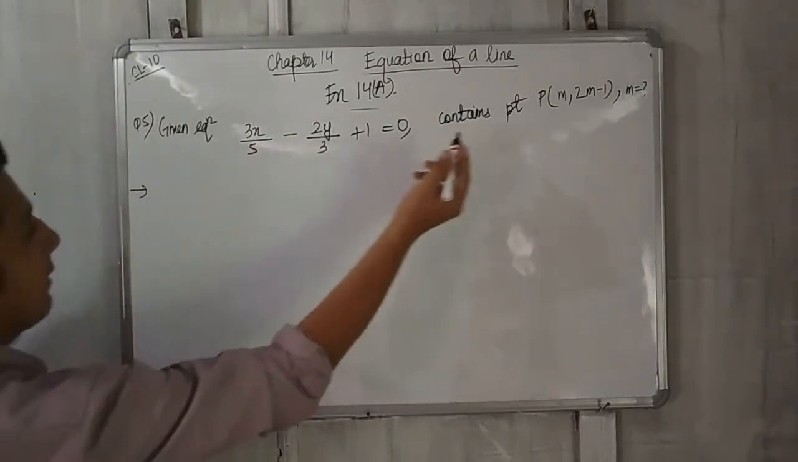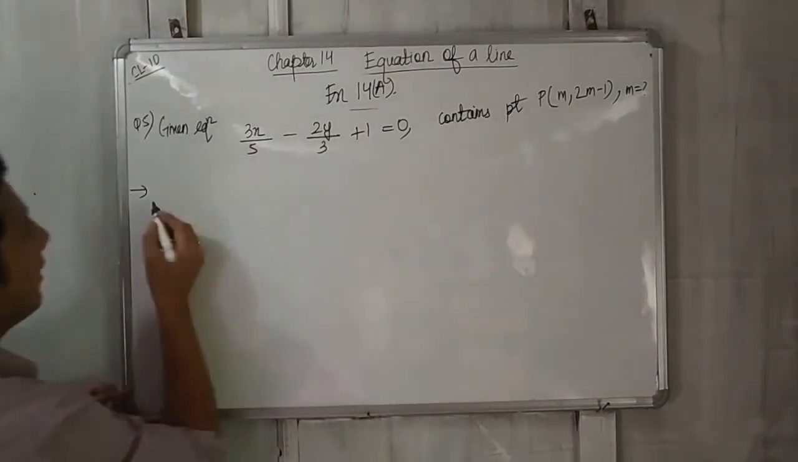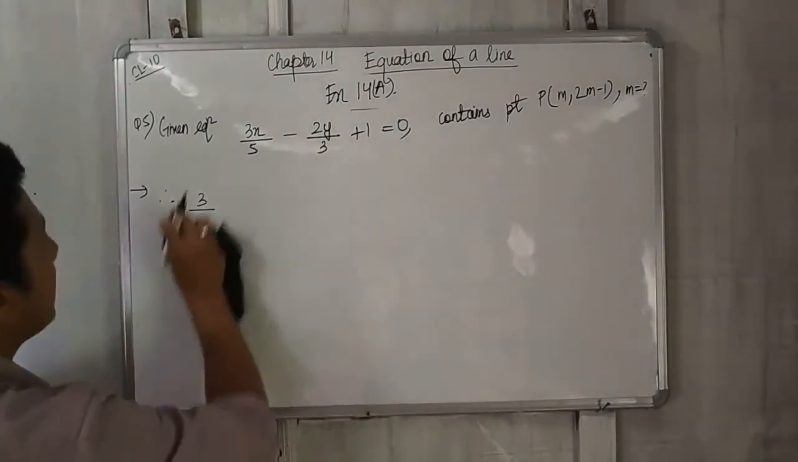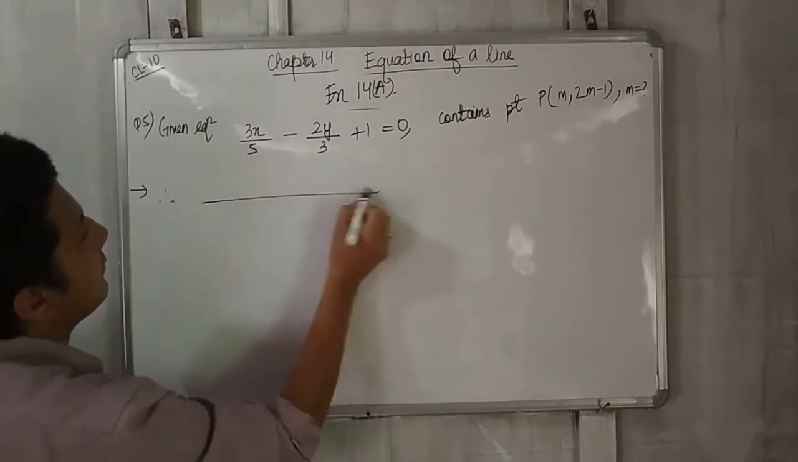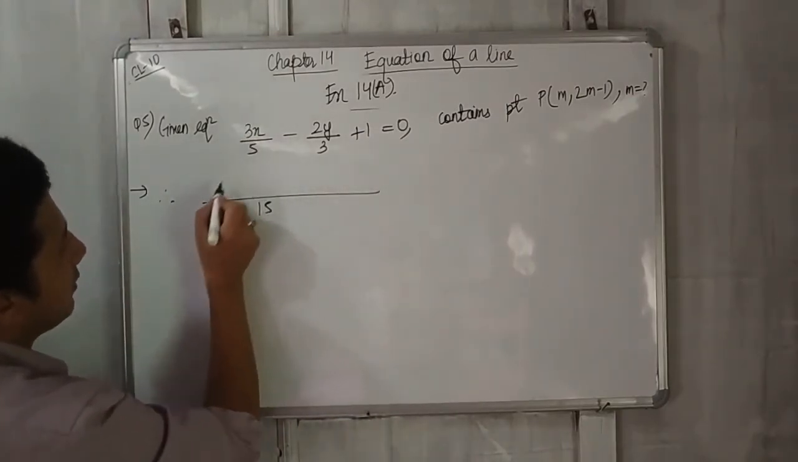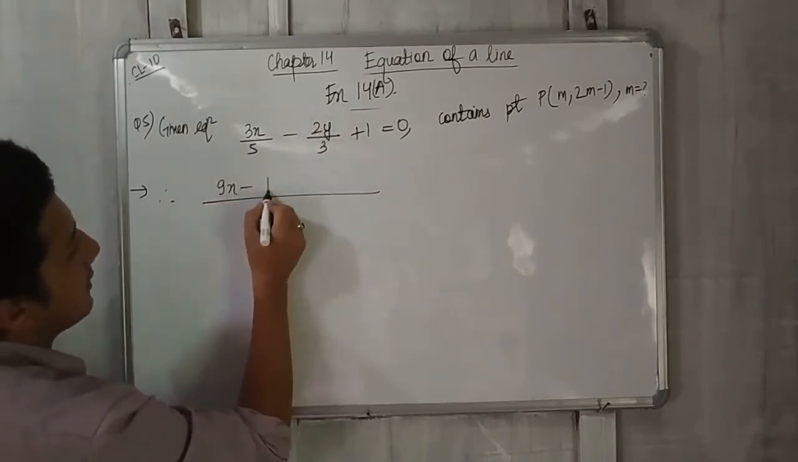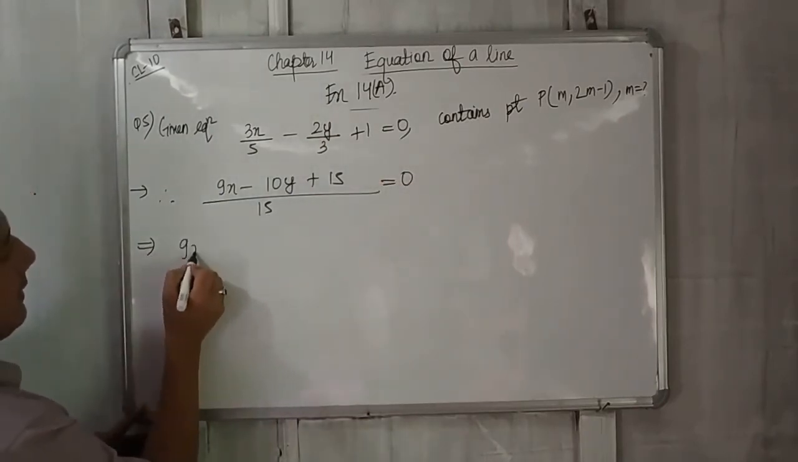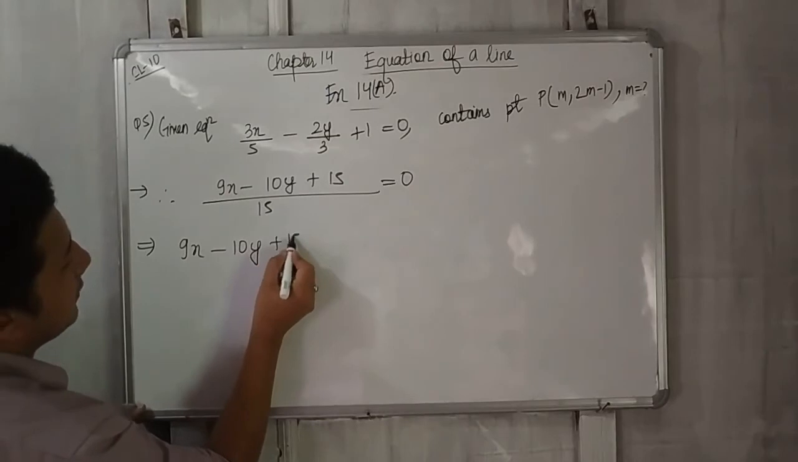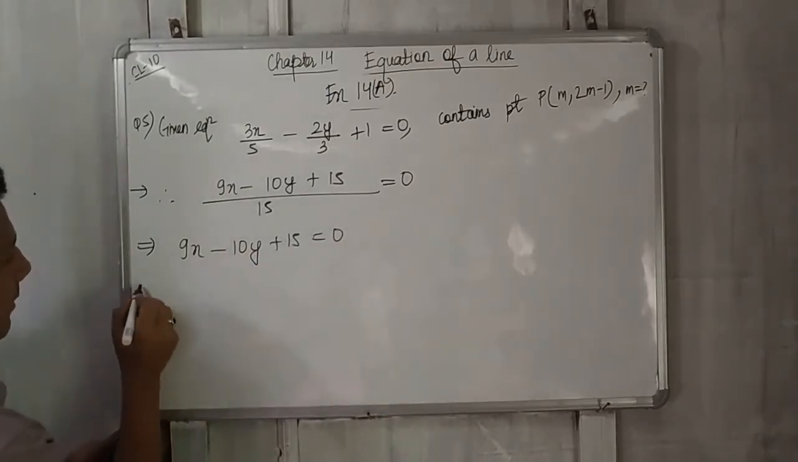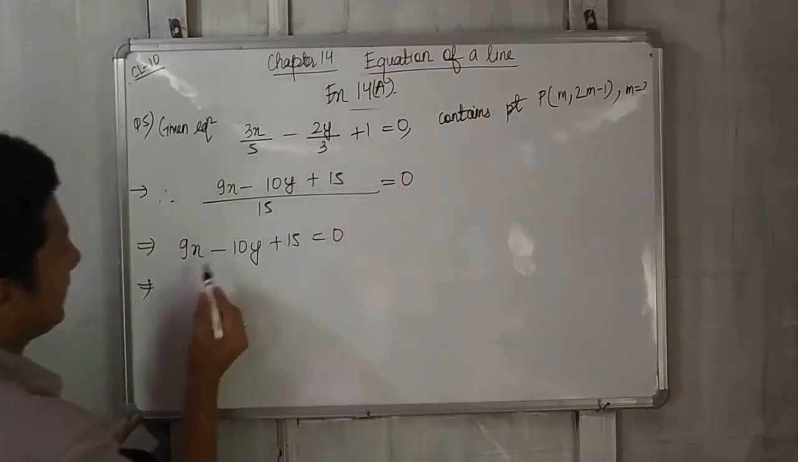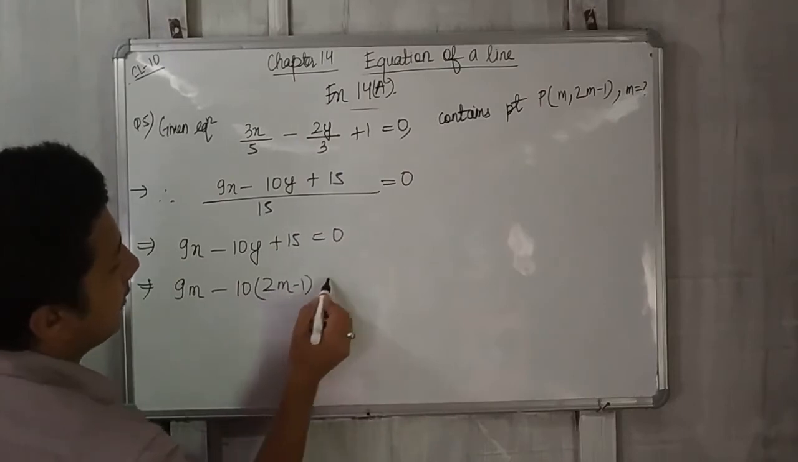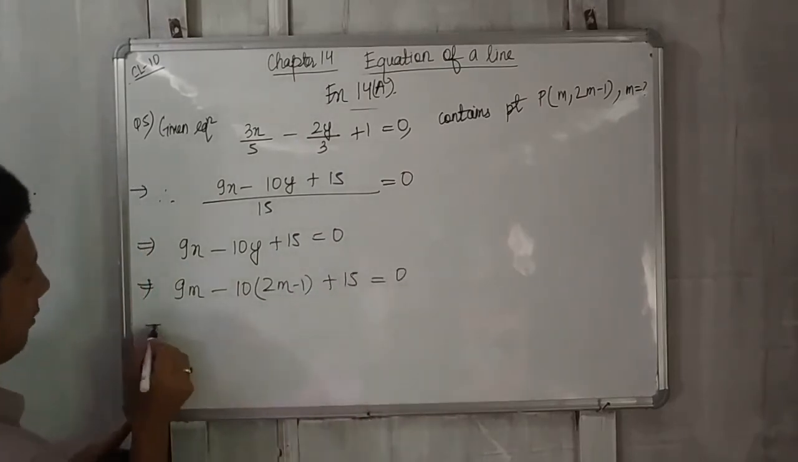According to the question, it's given that this straight line contains this point. Therefore, first let us take the LCM. What is my LCM? 15. So 5 3s are 15, 3 3s are 9, minus 3 5s are 5 2s are 10, plus 15 is equal to 0. Cross multiply. So 9x minus 10y plus 15 is equal to 0. And now what is the value for x? x is m. So 9 into m minus 10 into y, which is 2m minus 1, plus 15 is equal to 0.